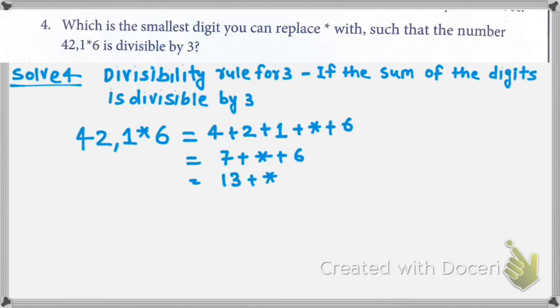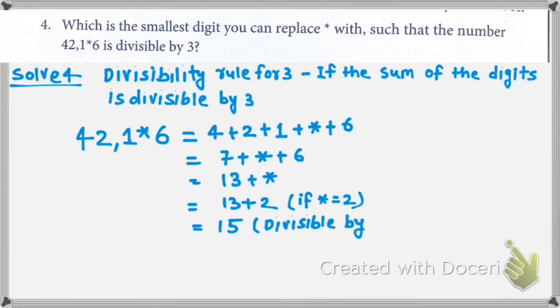Now you can see that if I replace the asterisk by 2, it will be 15, and 15 is divisible by 3. We have to find the smallest digit which can replace the asterisk, so the smallest digit is 2. When you add 13 and 2 it gives you 15, and 15 is divisible by 3. So we have taken the asterisk equal to 2, and 15 is divisible by 3. We have to find the smallest number, so the smallest here is 2.